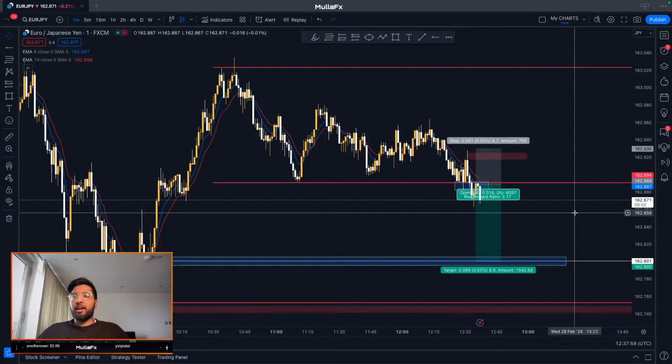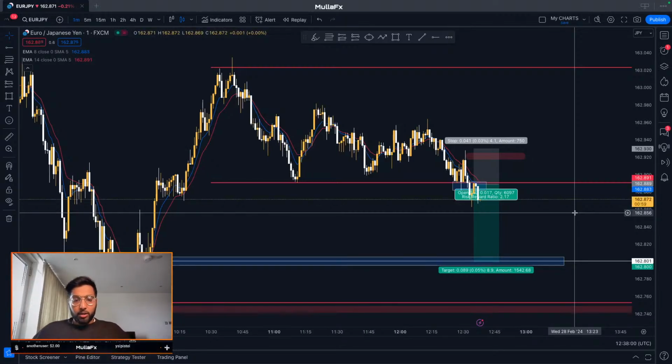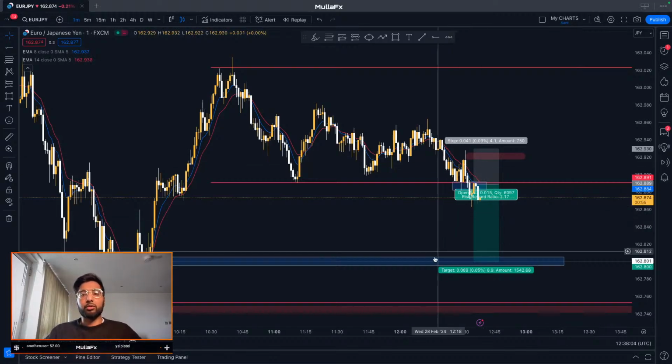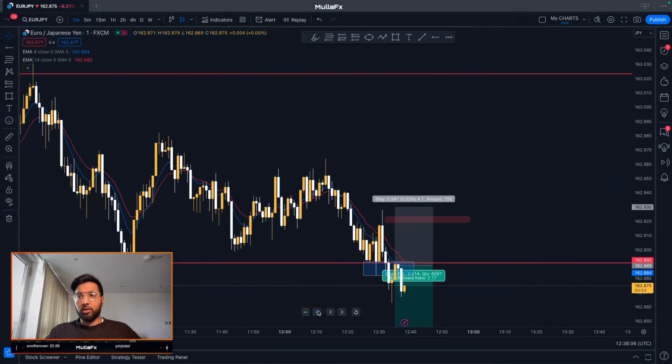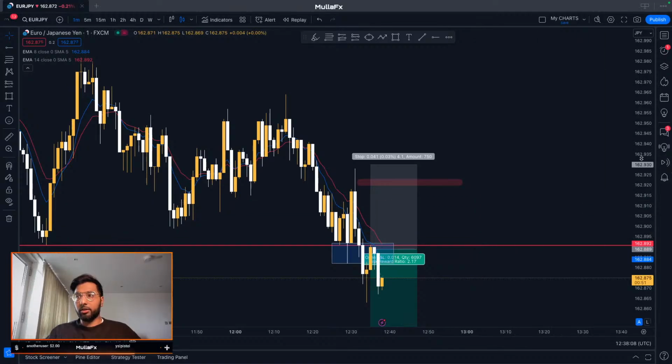Everyone put W's in the chat if you think this is profitable. Everyone put W's in the chat if this trade will become profitable. Let's scale in. Let's go a bit more closer to this trade.